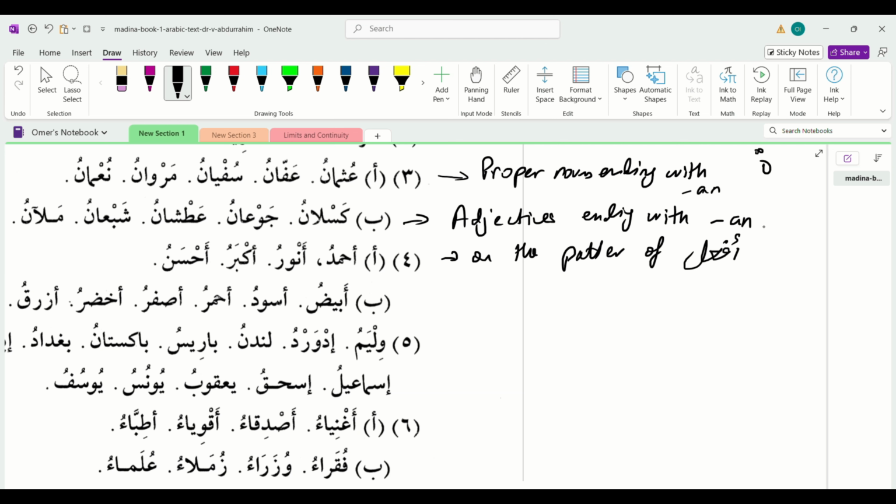Next is adjectives on the pattern of af'alu. By the way, the first are masculine proper nouns on the pattern of af'al. I guess I told you the meaning. So anyways, these are masculine proper nouns on the pattern of af'al. And these are adjectives. So أبيض وأسود وأحمر وأصفر وأخضر وأزرق. أبيض means white, أسود means black, أحمر means red, أصفر means yellow, أخضر means green, أزرق means blue.